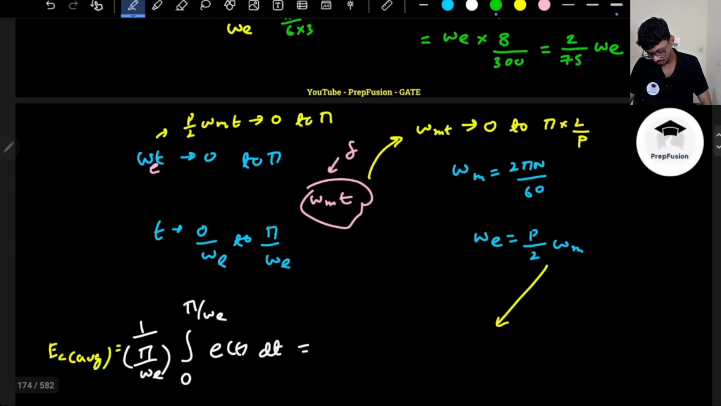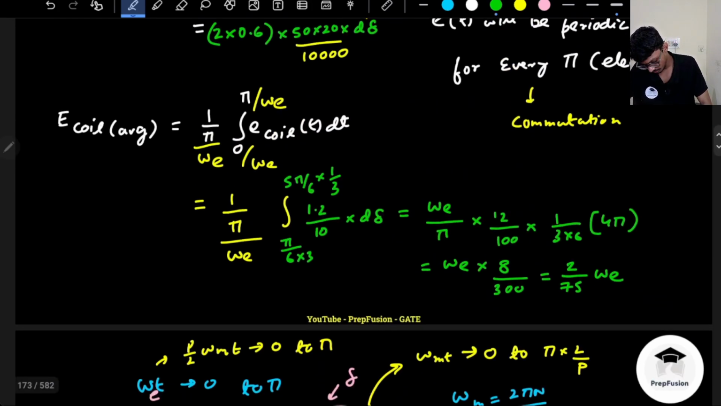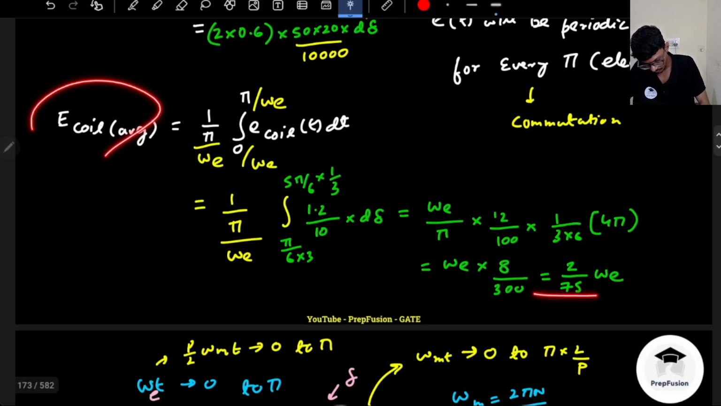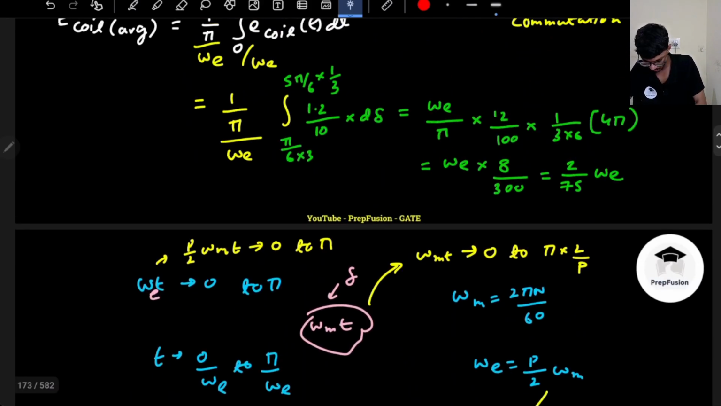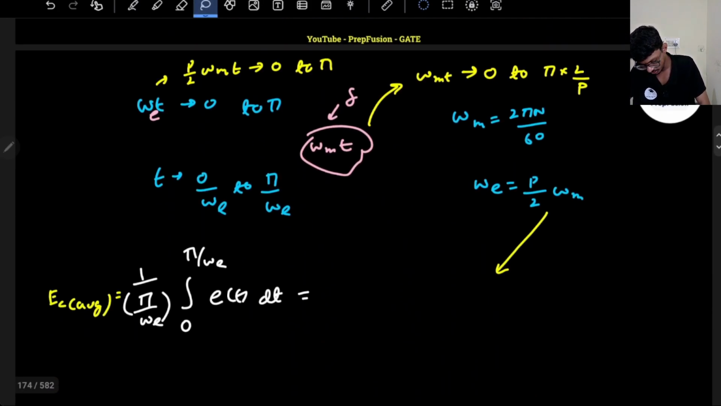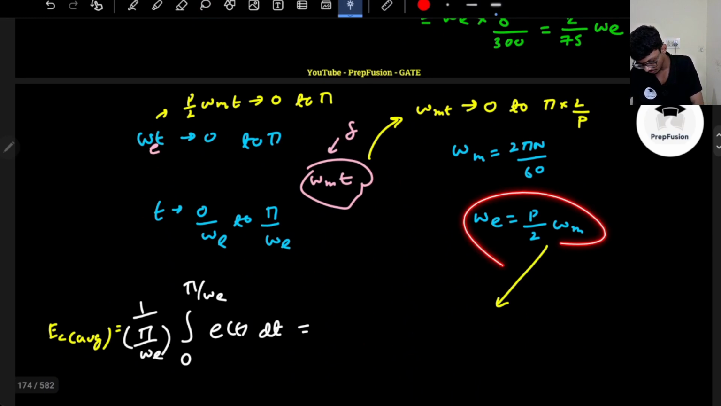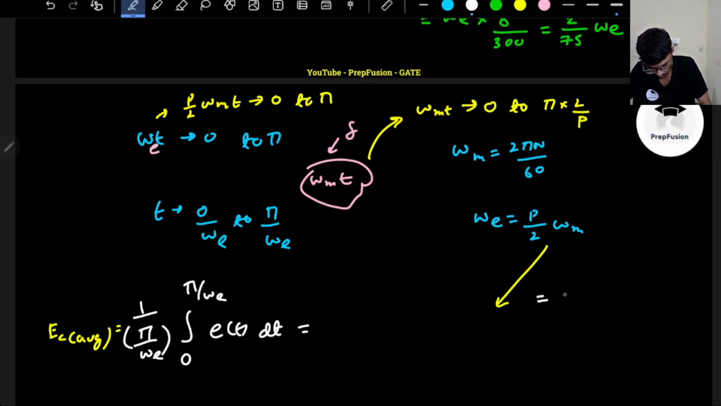Okay, now this is the single coil average, right? Now if I want to further write this, what is omega e? Omega e is equal to p by 2 omega m. So this value is p by 2, which is 3, into omega m. Omega m is 2 pi n by 60. So 2 pi n, that is 1200 by 60. So this value is 20.